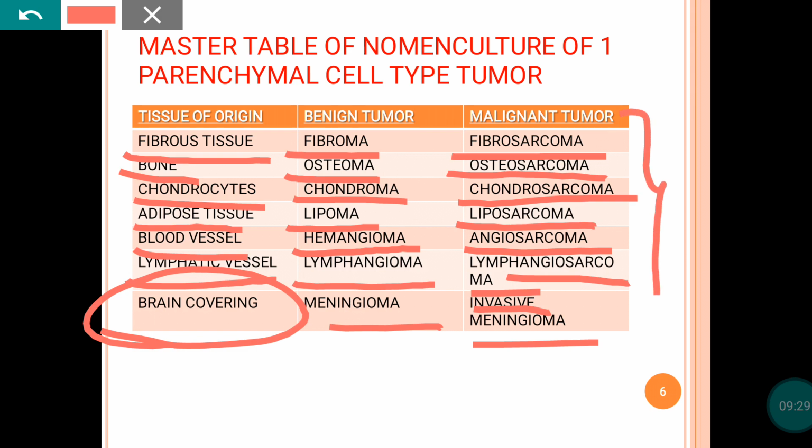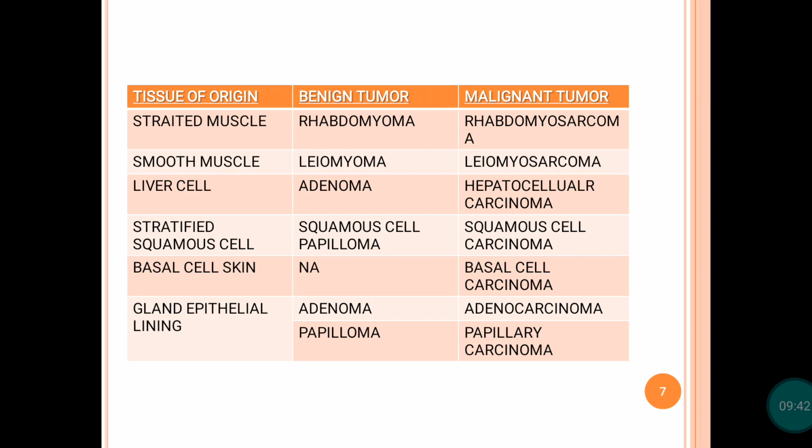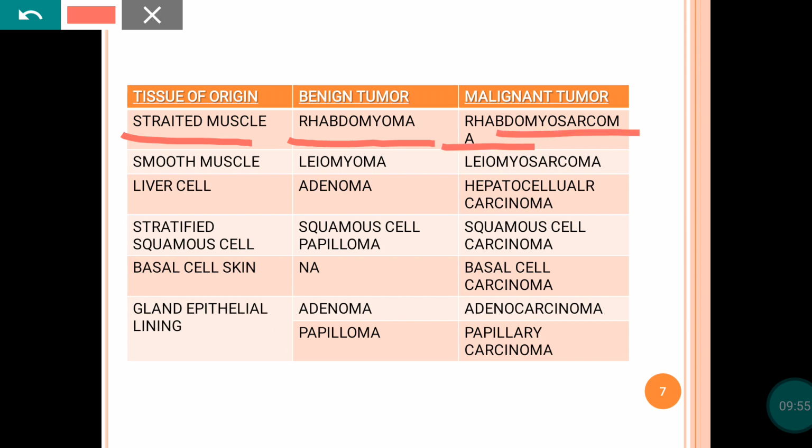So in these examples, the sarcoma suffix is added because all these are soft tissue. It is the mesenchymal tissue. That's why the sarcoma suffix is added. Still, we will continue with the examples. If the tumor is arising from striated muscle, the benign tumor is known by the name rhabdomyoma, while the malignant tumor is known by the name rhabdomyosarcoma. Suppose the tissue of origin is the smooth muscle, then the benign tumor is known by the name leiomyoma, while the malignant tumor is known by the name leiomyosarcoma.